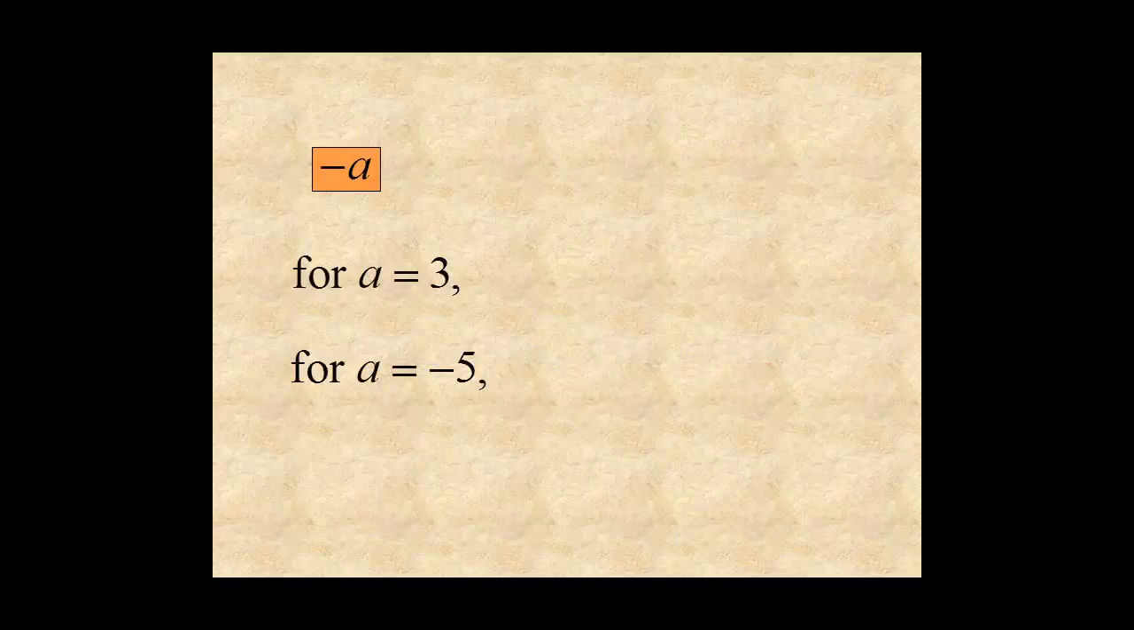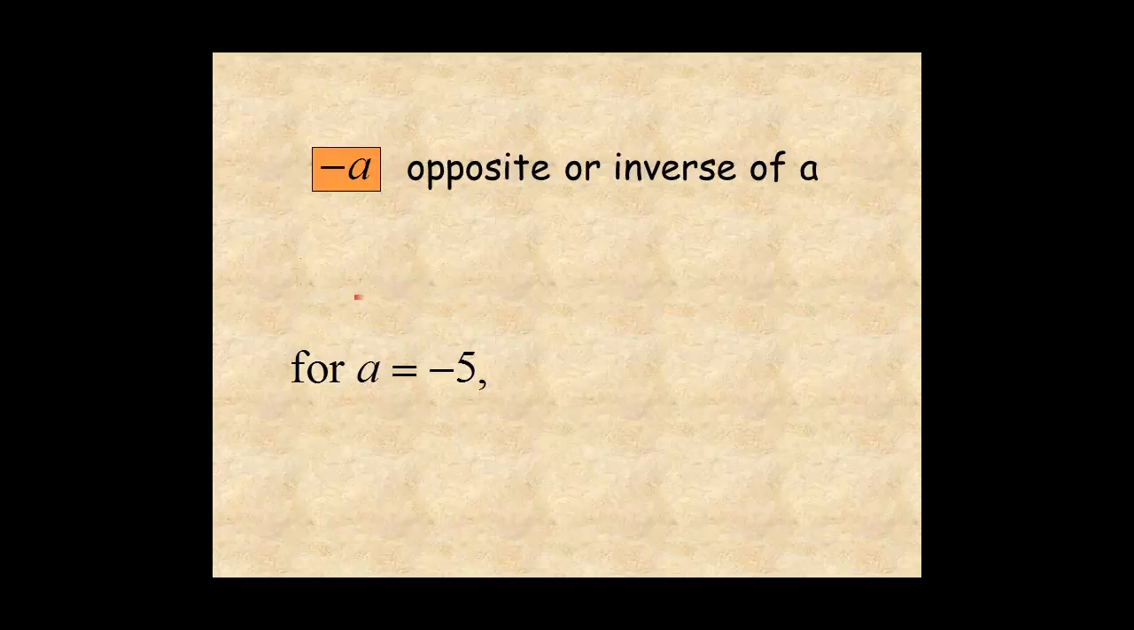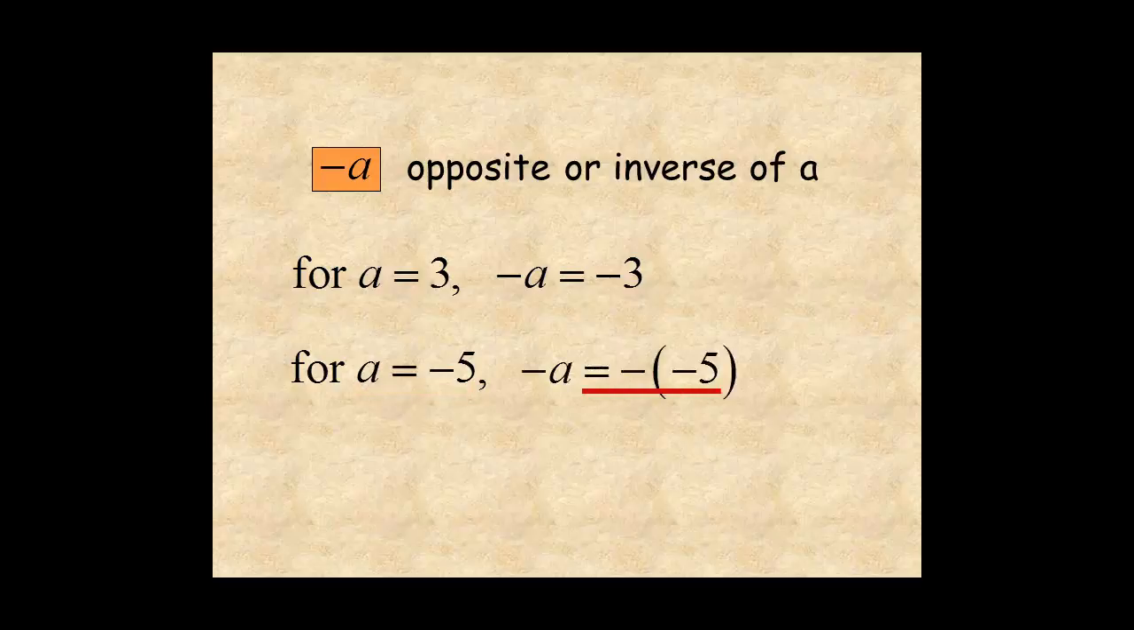Before moving on, it's probably a good idea to review the meaning of a negative sign. There are two ways to look at it. First, the expression -a means the opposite or inverse of a. For example, for a equals 3, -a equals the opposite or inverse of 3, which is -3. For a equals -5, -a equals the opposite or the inverse of -5, which is +5.